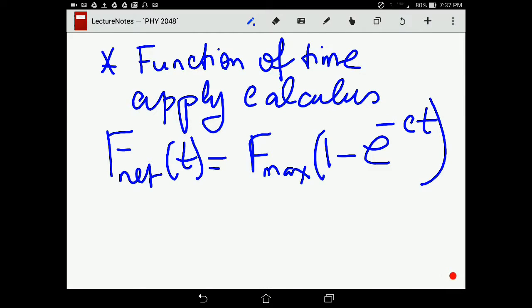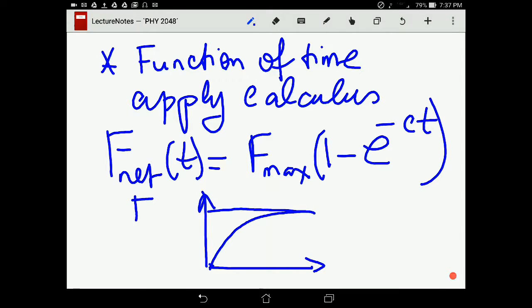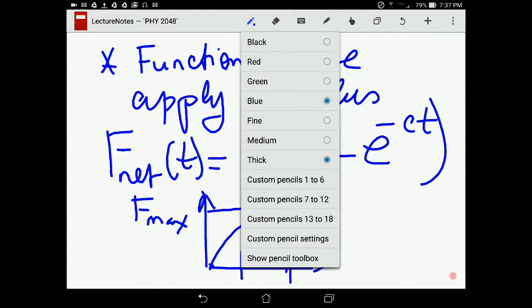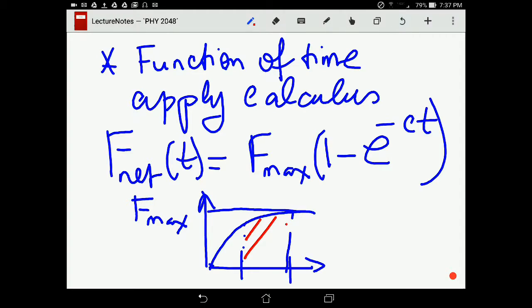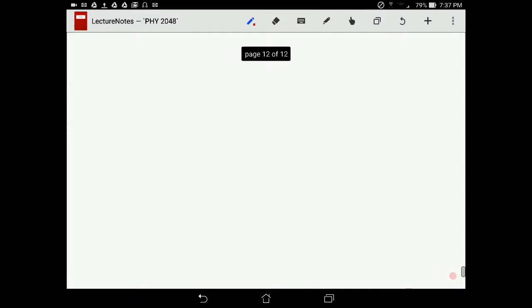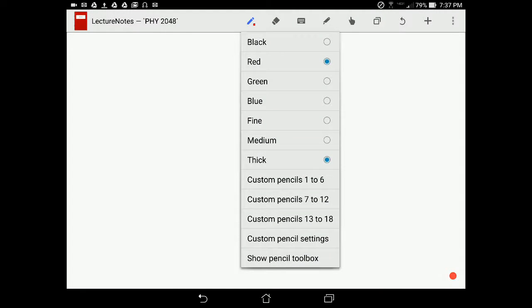If you plot it, you'll see that this is a function that increases like this. It starts at 0 and eventually reaches some maximum. This would be an example where you'd have to integrate the function between, say, an initial time and a final time. If you wanted to do that, you would be looking for the area under this curve right there. And that would be the impulse given by the force during that time. That's one option.